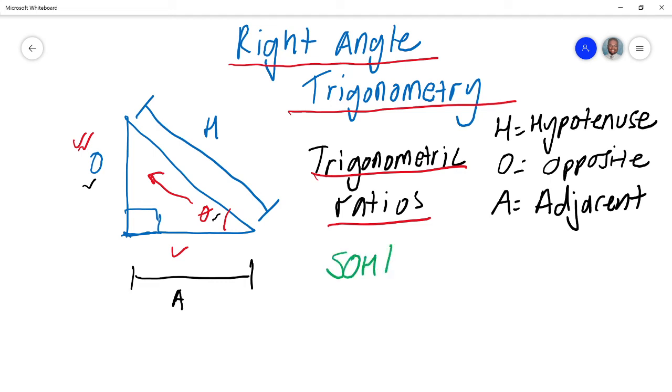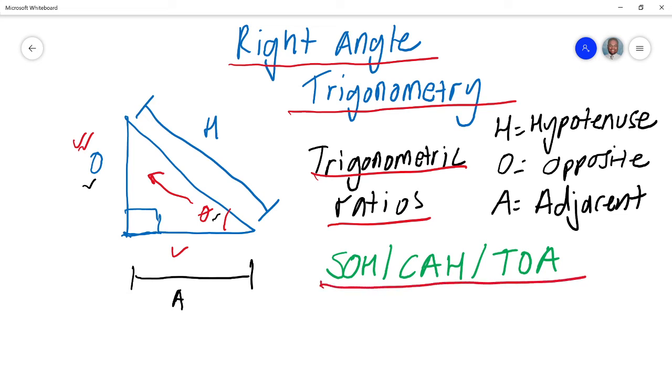SOHCAHTOA. What do we mean by that? SOHCAHTOA. Now you can see O is opposite, H is hypotenuse, A is adjacent. Let me explain what we mean by SOHCAHTOA. Now this is technically the trigonometric ratio that we use to solve right angle trigonometry. I would even go as far as saying that's your Bible. That's what you need to remember, SOHCAHTOA. And I'm going to break this down and explain to you what we mean by that.